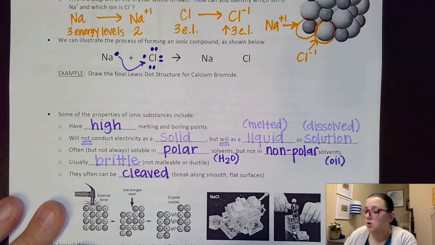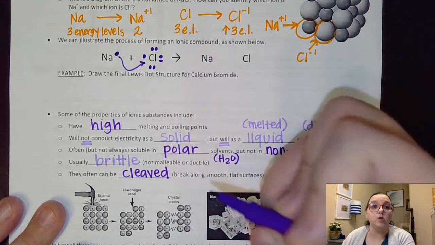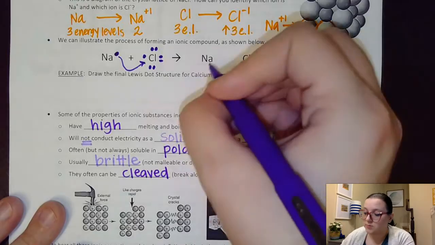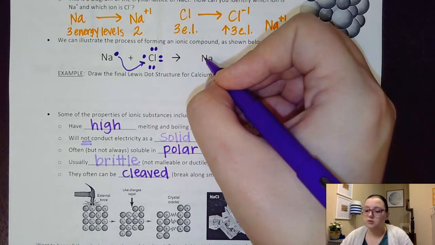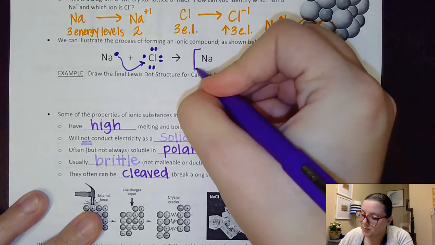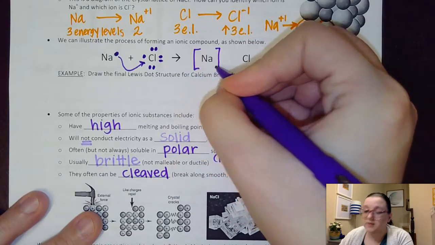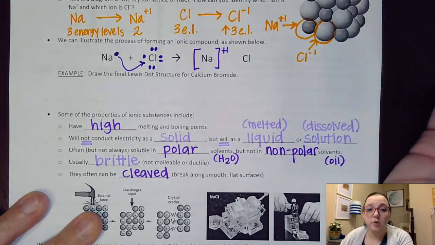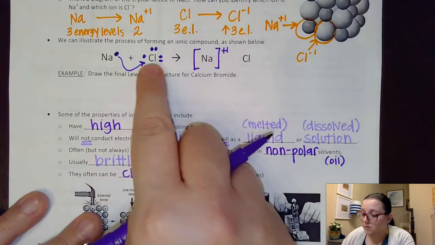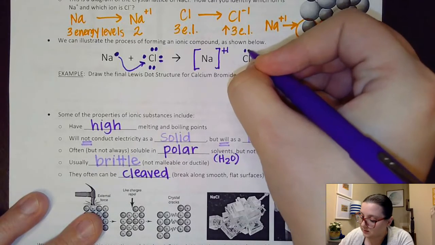As a result, sodium will have lost its valence electron. So we would end up showing no dots, implying that the previous energy level would have been the filled one. I'm going to put brackets around it to show that it's not normal sodium, and I'm going to give it a +1 charge. For chlorine, now all of a sudden, it's going to have 8 valence electrons around it.